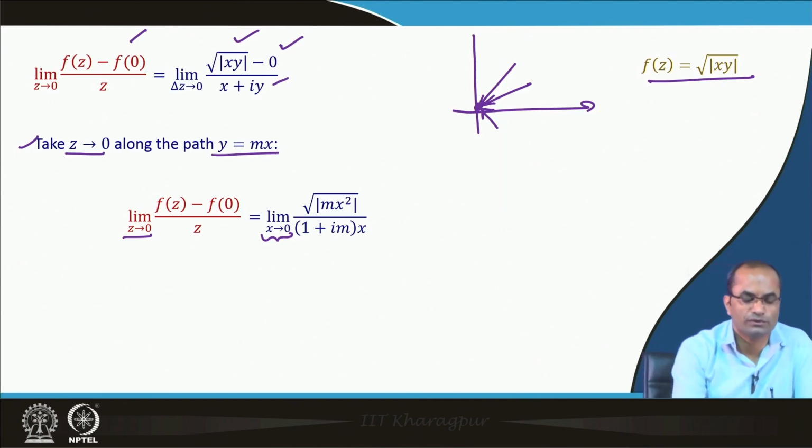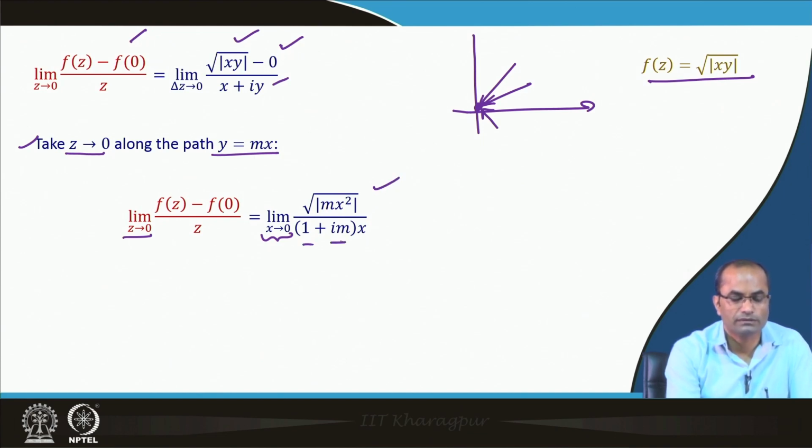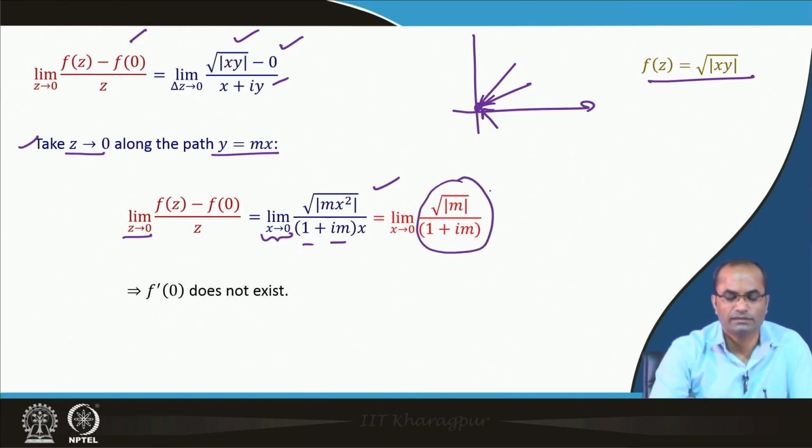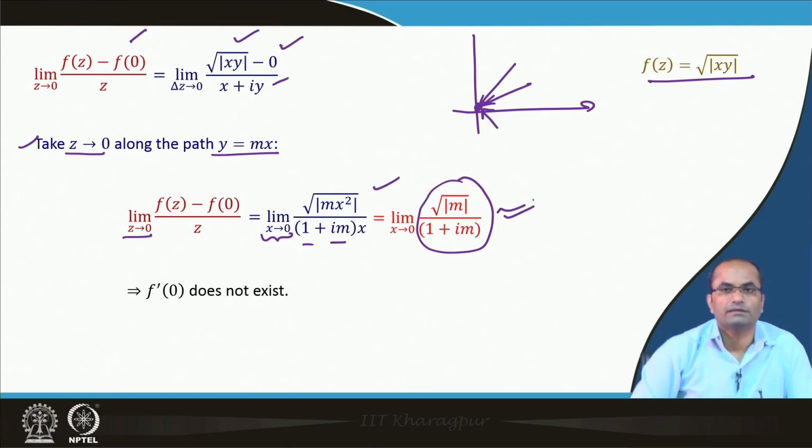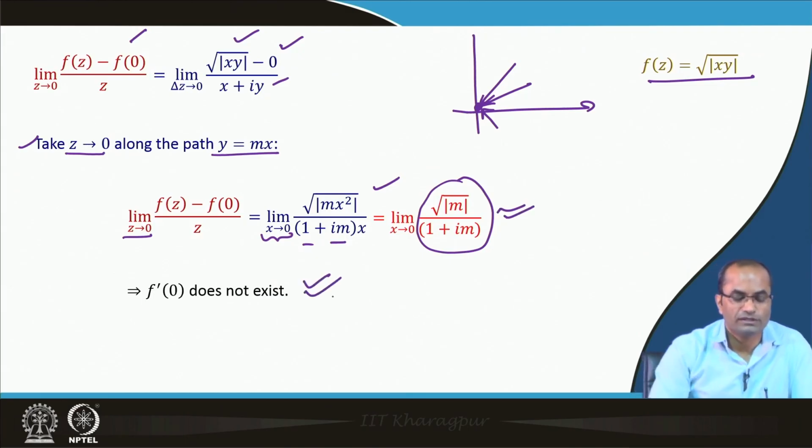So, y is also going to 0 when x is going to 0, and then square root of m times x squared, since y is mx. So, 1 plus m, and then x gets common. So, from there also we get this, which is independent of x here. So, that is the limit itself, which depends on m. So, if you choose a different m, we are getting a different limit, that means the limit does not exist. So, this f'(0) does not exist.